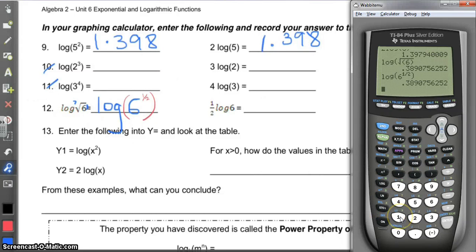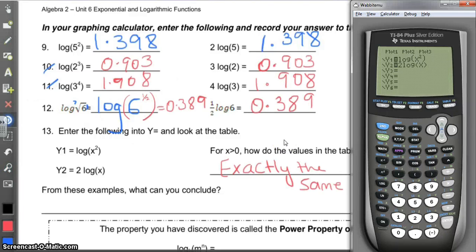Now let's try 0.5, which is half, divided by log 6. Is it going to be the same answer? And yes, it's going to be the same answer. So I want you also to go ahead and graph it. Go to y equals and try to graph it. Please pause the video and try on your own.